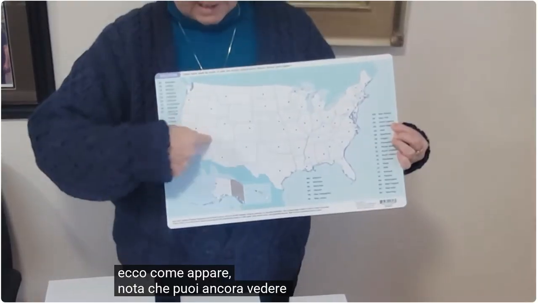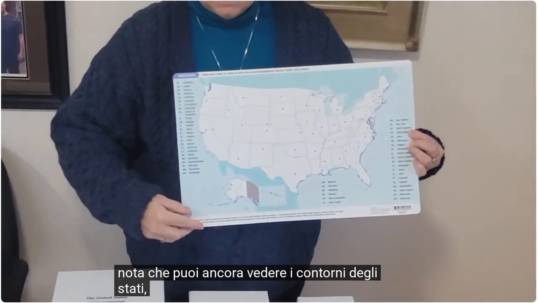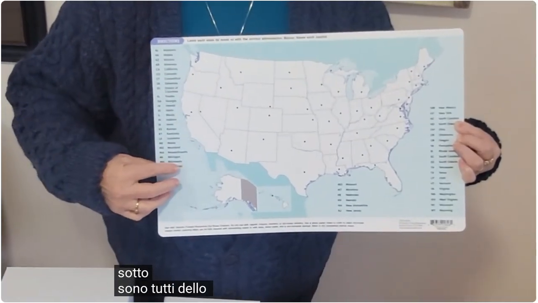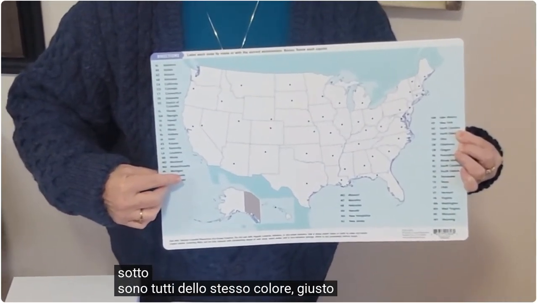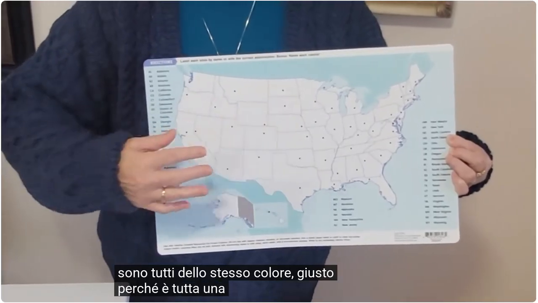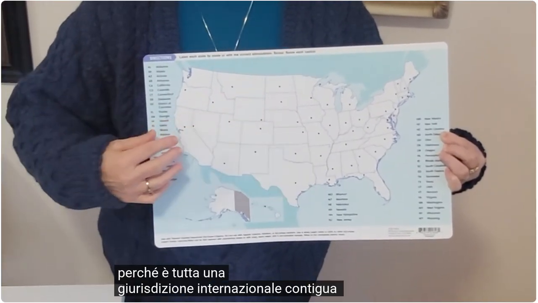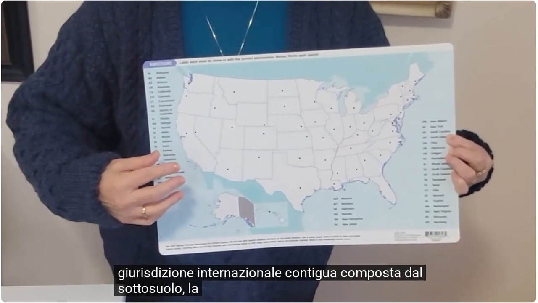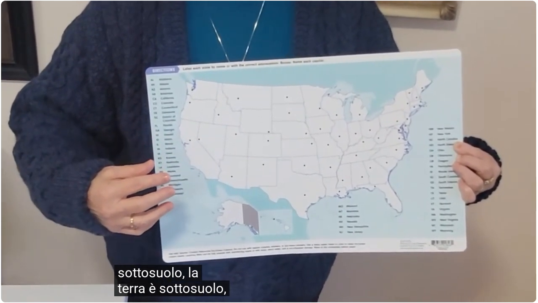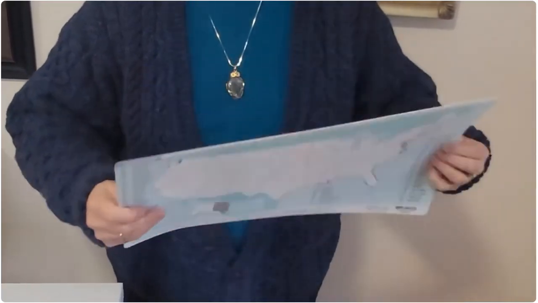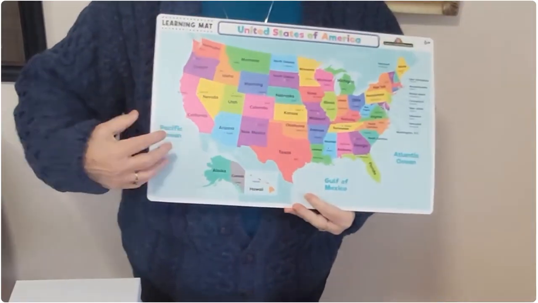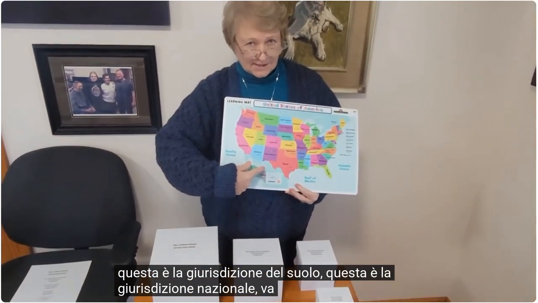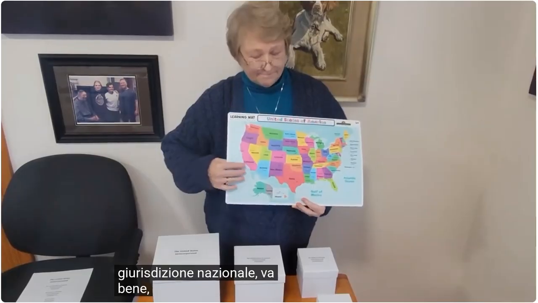So this is what that looks like. Notice, you can still see the outlines of the states, but underneath, it's all the same color, right? Because it's all one contiguous international jurisdiction made up of the subsoil. Land is subsoil. This is soil jurisdiction. This is national jurisdiction.